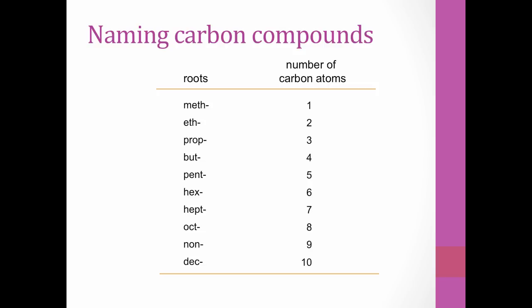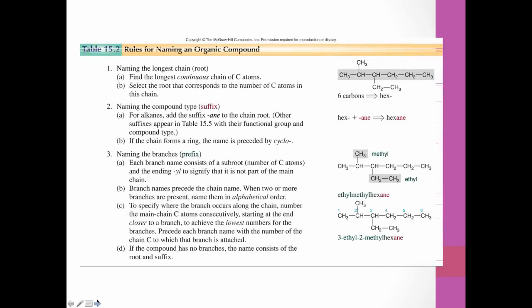So if you were talking about octane at a gas station, that has 8 carbon atoms in it. Methane, that's what's in our gas jets, has 1 carbon atom in it. Butane, that's in your lighters, has 4. Propane, that's in your barbecue, has 3.